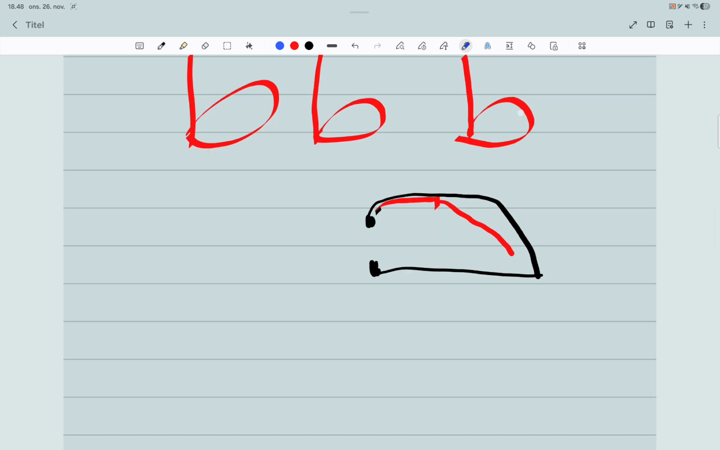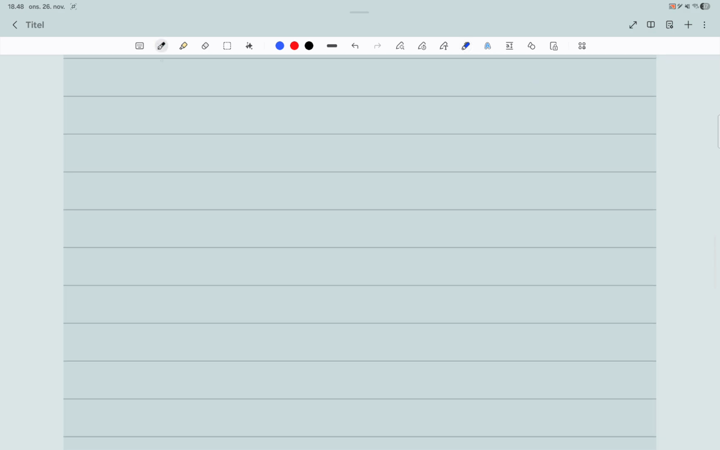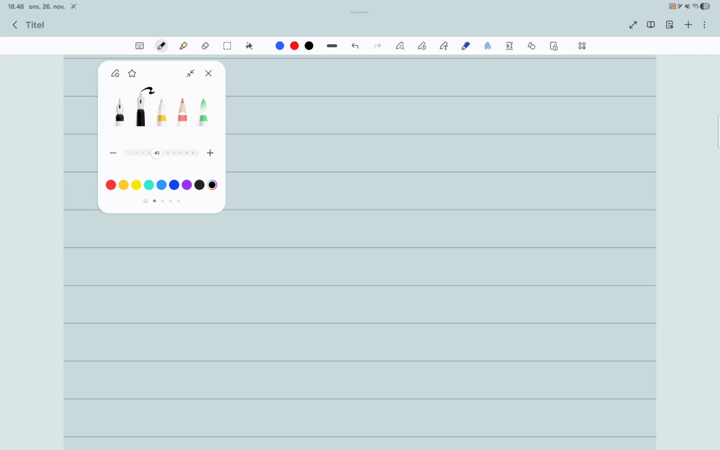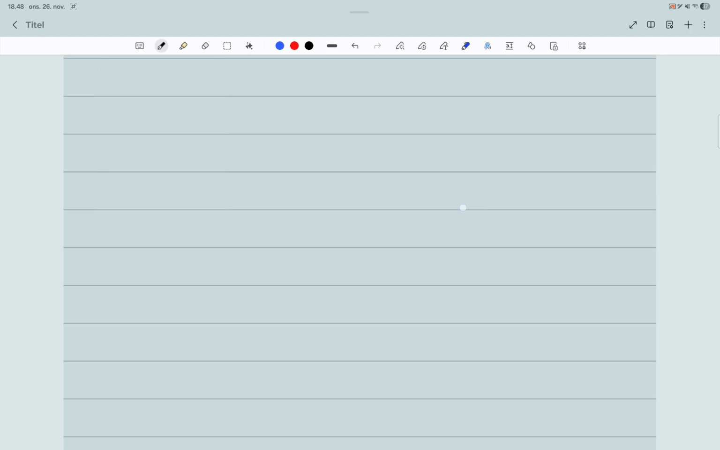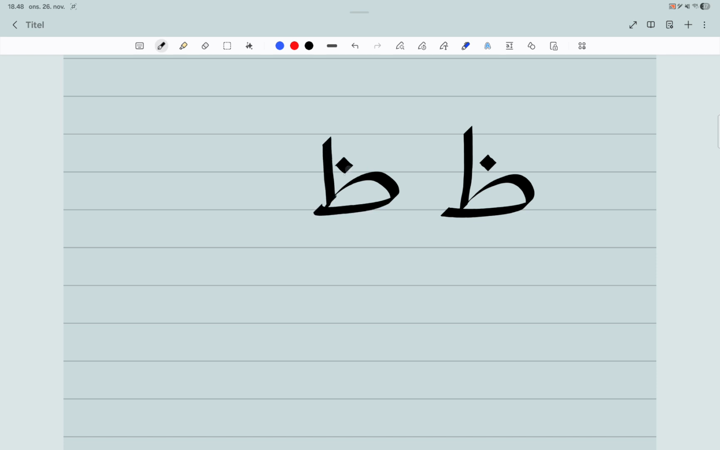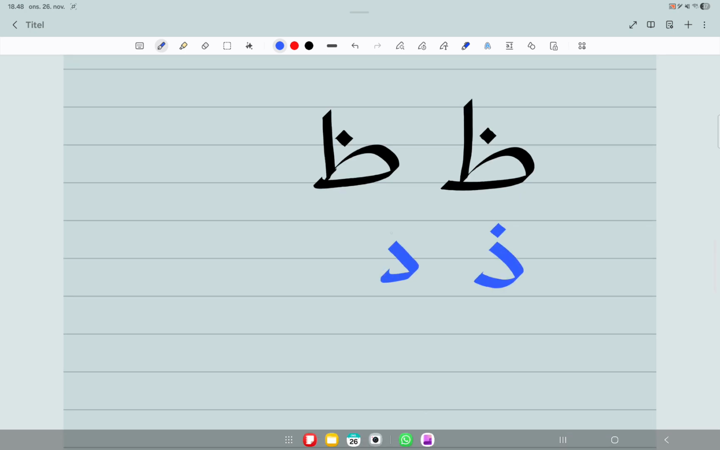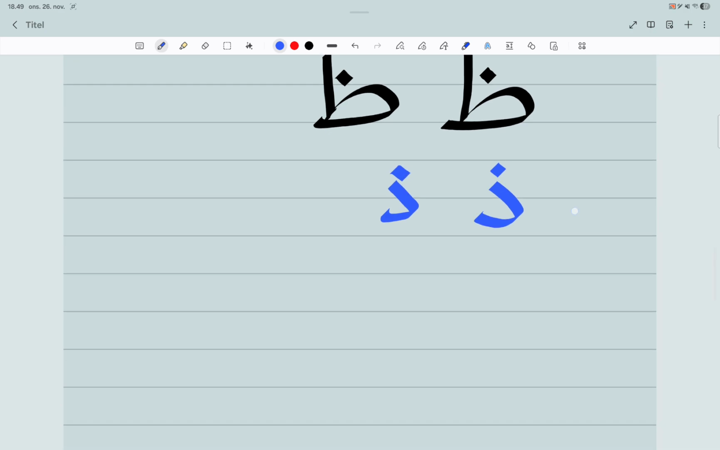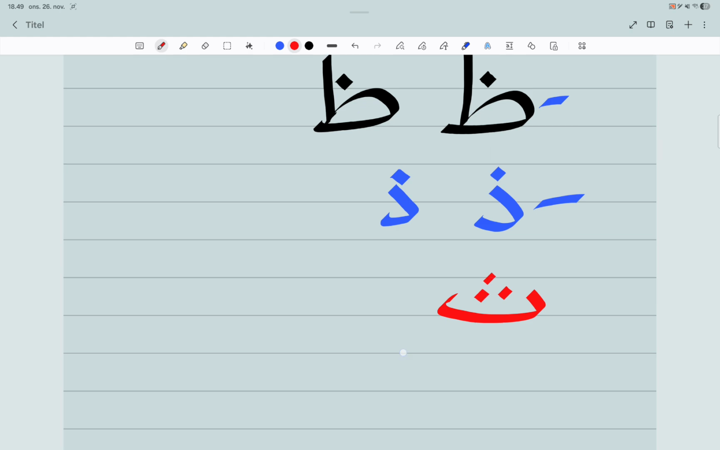We continue to ظا. ظا looks just like طا. The difference is it has a dot. Then the question is, what's the difference between ظا and ذال? And what's the difference between ظا, ذال, and ثاء? This is a good question.